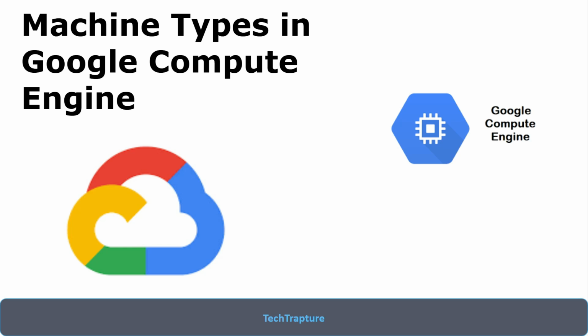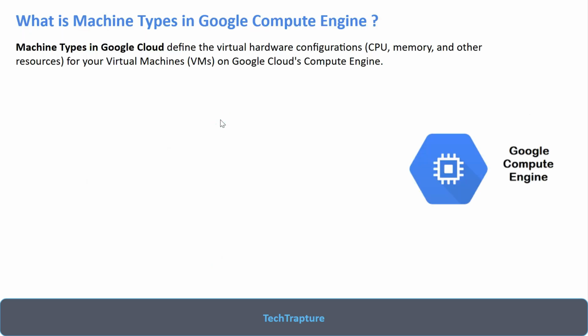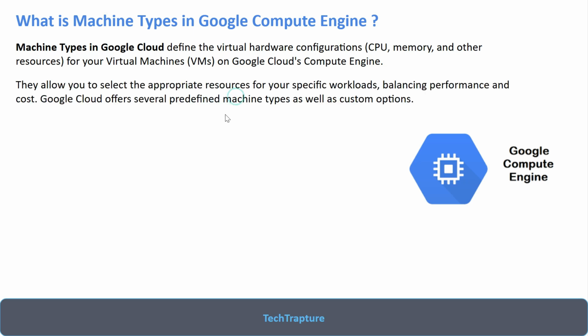Similarly, the same is the case with Google Compute Engine or a VM instance. First you have to decide the specification required for your virtual machine, and that specification together is called the machine type for your Google Compute Engine. Machine types define a virtual hardware configuration, like CPU, memory and other resources, for your virtual machine in Google Compute Engine. They allow you to select the appropriate resources for your specific workload. Based on your machine type, it will decide how much CPU and how much RAM it has.